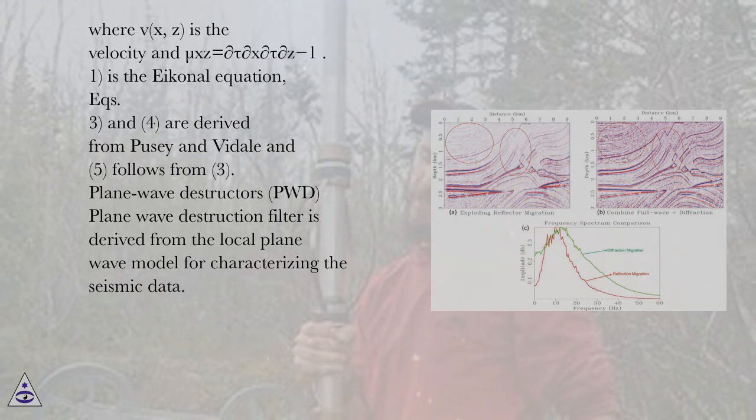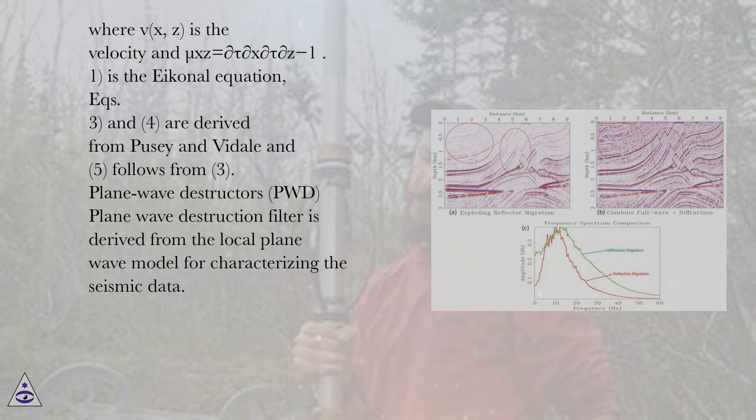the velocity and mu(x, z) equals tau_x tau_z minus 1. Equation 1 is the eikonal equation. Equations 3 and 4 are derived from Pusey and Vidale, and 5 follows from 3.